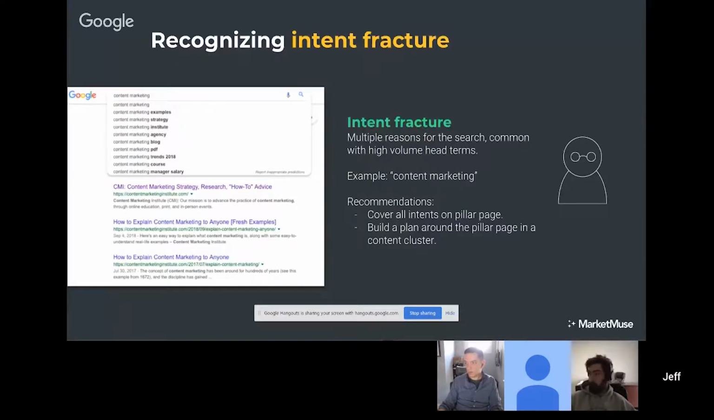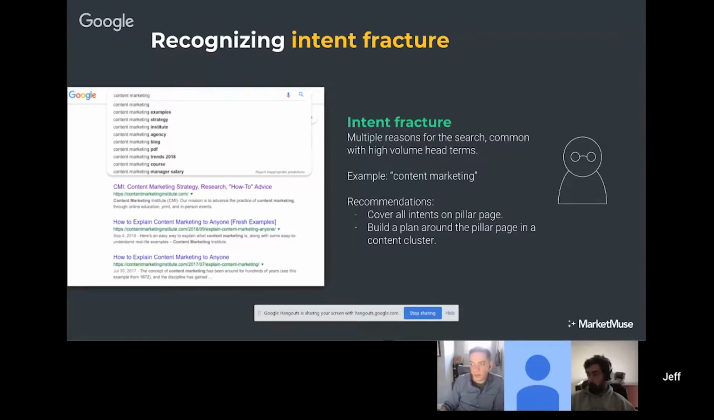The next is really thinking about intent fracture. So intent fracture is something that I'm passionate about. If you've ever heard anything that I've spoken about, I say intent fracture like 15 times in everything. So what this isn't is ambiguous meaning. It's not synonyms.